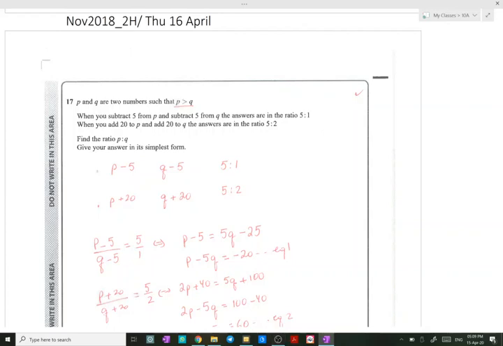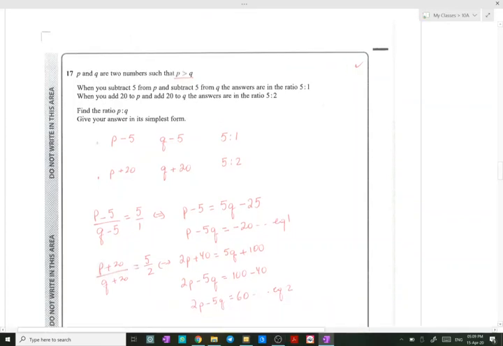So let us interpret this English to math. P minus 5 over Q minus 5 is equal to 5 over 1 because it's given 5 to 1. And P plus 20 over Q plus 20 is equal to 5 to 2, which is equal to 5 over 2. Now cross multiplying with the first equation, equivalent fractions, we will get the equation P minus 5Q equals minus 20.